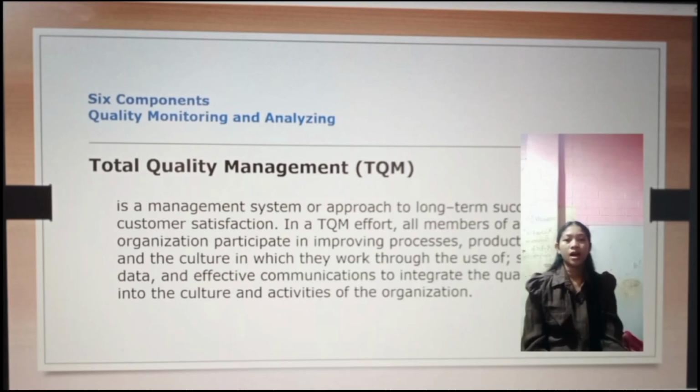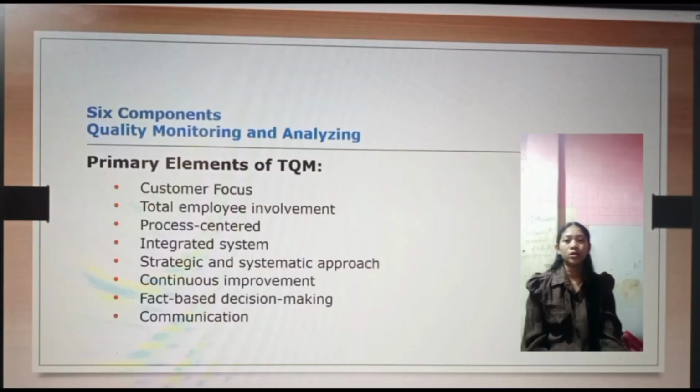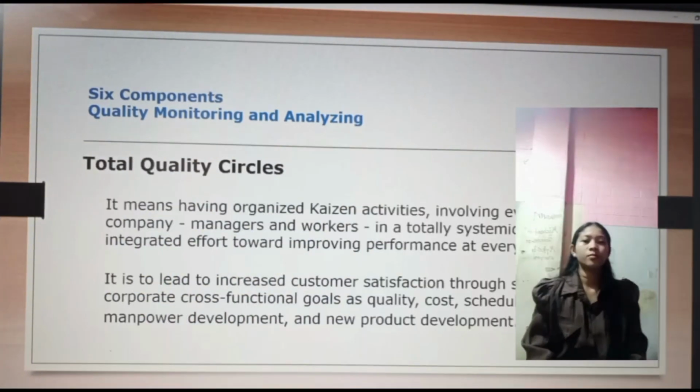TQM is defined as a management system or approach aimed at achieving long-term success through customer satisfaction. In TQM, all members of the organization participate in enhancing processes, products, services, and the culture by using strategy, data, and effective communication. The goal is to integrate quality into the organization's culture and activities.